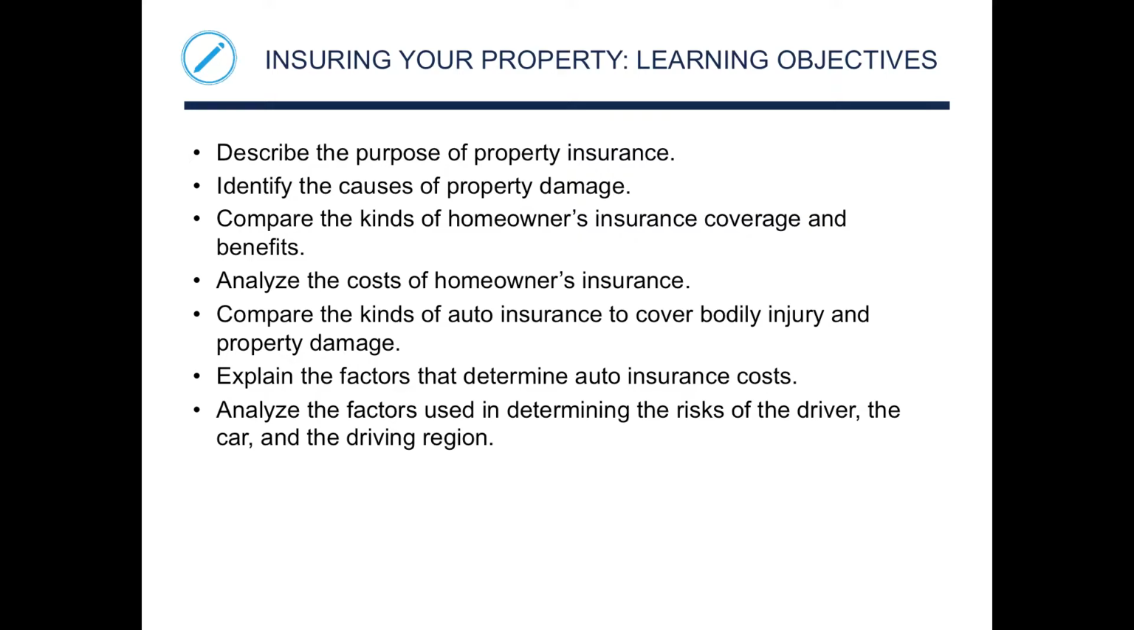Learning objectives for this section: describe the purpose of property insurance, identify the cause of property damage, prepare the kinds of homeowners insurance coverage and compare the kinds of homeowners insurance coverage and benefits, analyze the cost of homeowners insurance, compare the kinds of auto insurance to cover bodily injury and property damage, explain the factors that determine auto insurance costs, and analyze the factors used in determining the risks of the driver, the car, and the driving region.